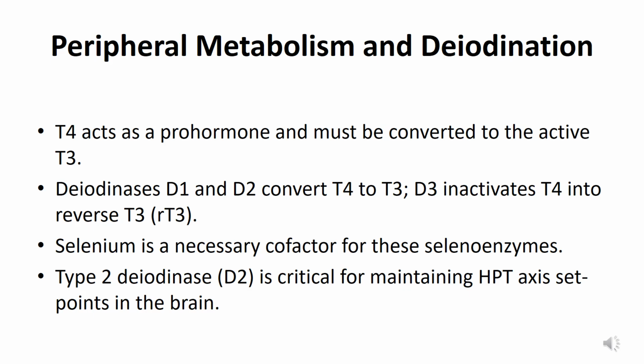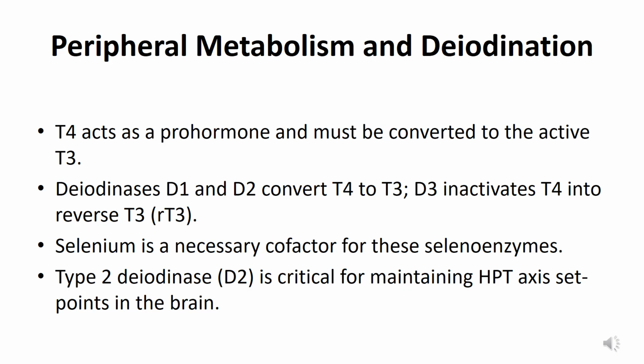D2 is particularly critical in the hypothalamic pituitary thyroid axis, also called the HPT axis. Inside the brain and pituitary gland, D2 helps maintain proper thyroid hormone sensing and hormonal feedback control. In simple terms, D2 helps the brain determine whether the body has enough thyroid hormone. This process is essential for maintaining the hypothalamic pituitary thyroid axis set point, which regulates TSH secretion and overall thyroid balance. The third enzyme, D3, works differently.